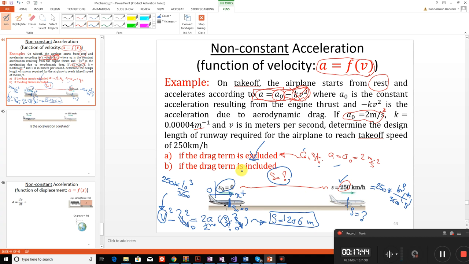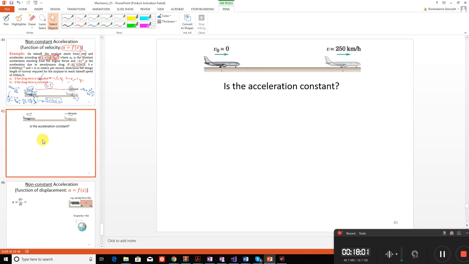But for part B, your acceleration is not constant anymore. You should be careful. When the acceleration is not constant, as we had in different examples before, we usually start from the initial definition. This is the initial definition of acceleration. And acceleration, we know, is a function of velocity. This a naught is a constant which is given, 2 meters per second squared. k is a constant and v is velocity.